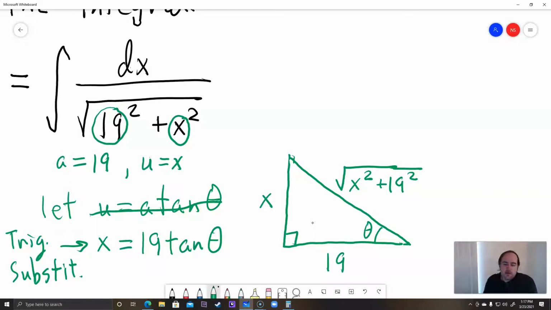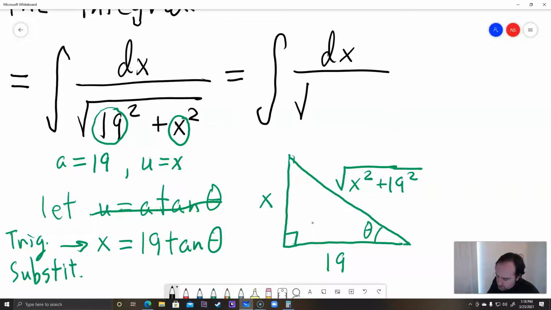Okay, so what we got here is we have an integral, and we can go ahead and plug in x equals 19 tangent of theta, and then you're going to see some magic here. Okay, so plugging in here, we've got the integral of dx over the square root of 19 squared plus 19 tangent of theta, quantity squared.